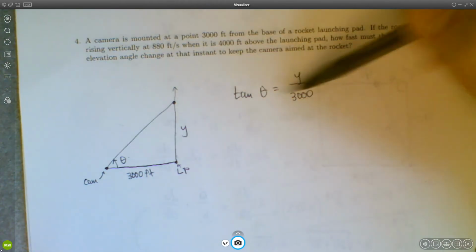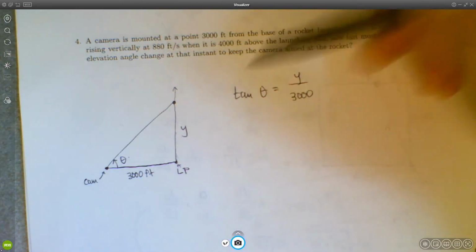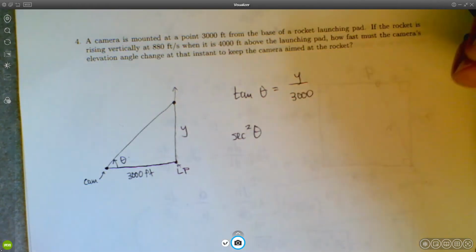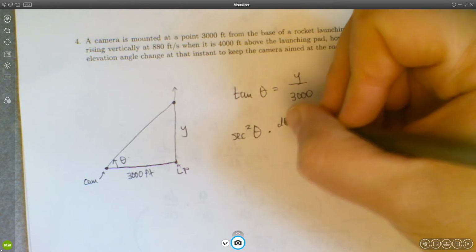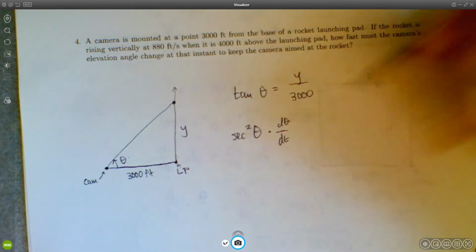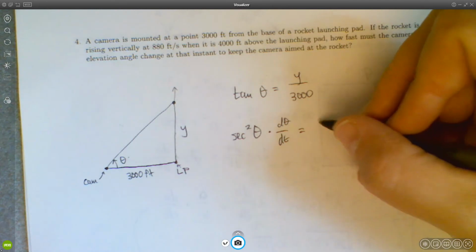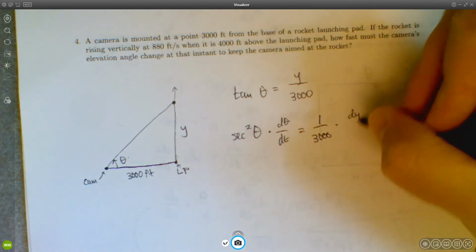So if we differentiate this equation now with respect to t, right, derivative of tangent is secant squared theta, but because we're differentiating with respect to t, we have to multiply this now by d theta/dt. And then derivative of y with respect to t is just dy/dt, right? So this will be 1 over 3,000 times dy/dt.